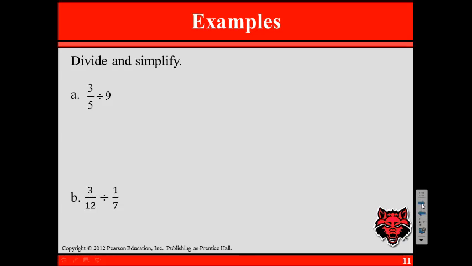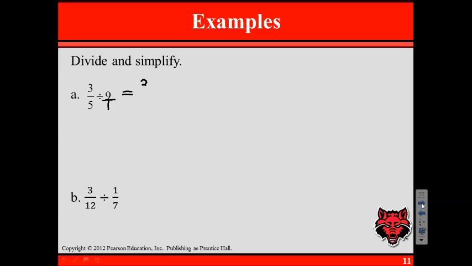Let's try a few more division problems. Now in part A, we haven't seen one like this yet. We have 3/5 divided by a whole number. Anytime at least one fraction is involved in the problem, we need to rewrite everything else as a fraction. And so let's do this. Anytime you have a whole number, we can make it a fraction by writing it over 1. Now we have 2 fractions. Let's work it just like the previous examples.